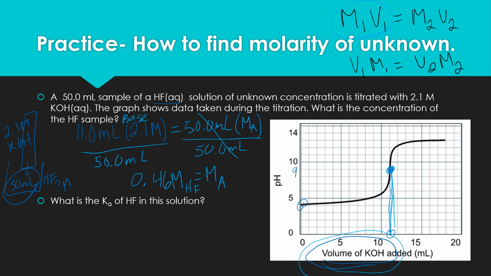Now, the other thing we want to find is the Ka. And again, this is that half of the equivalence point. So if our equivalence point was at 11, half of that is 5.5.